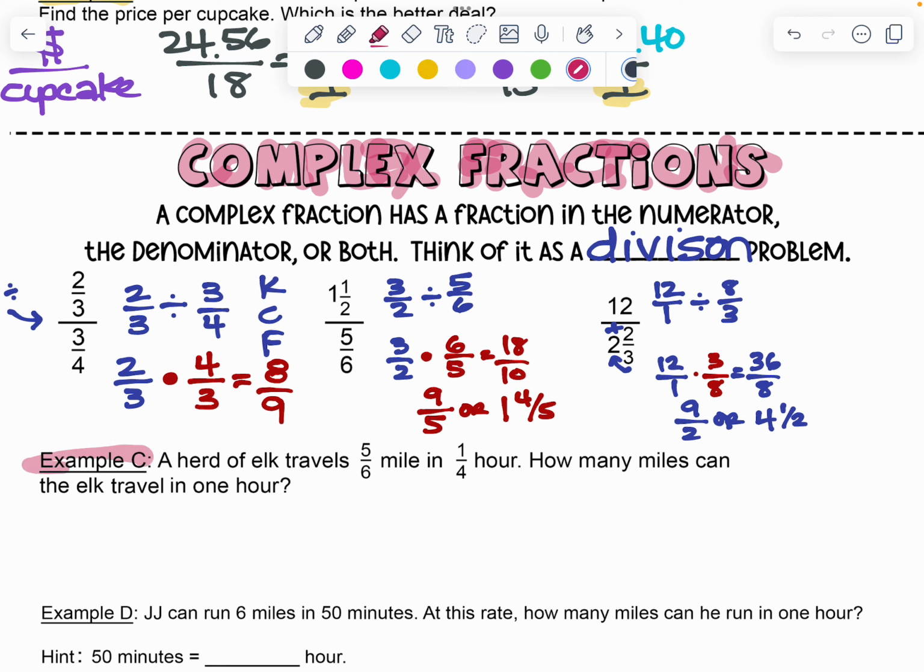All right, let's do an example. Example C, here we go. A herd of elk travel, we're doing miles per hour. I'm going to help myself and do miles. I'm going to label per hour. Makes my life so much easier. So let's give it a try.